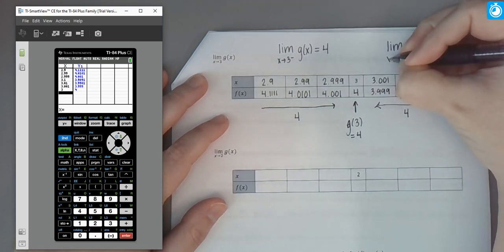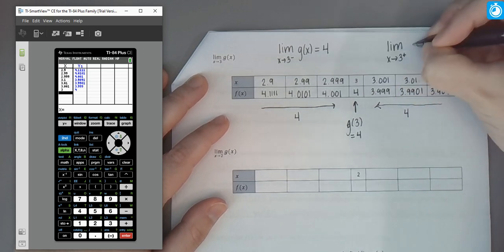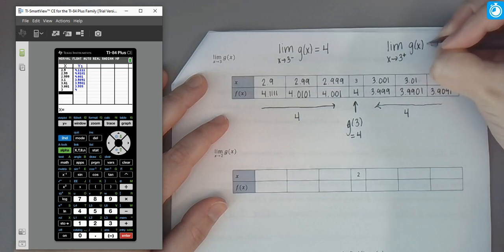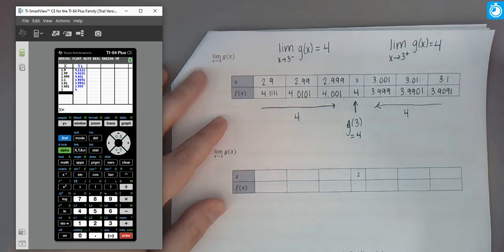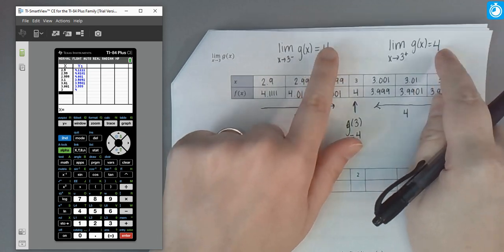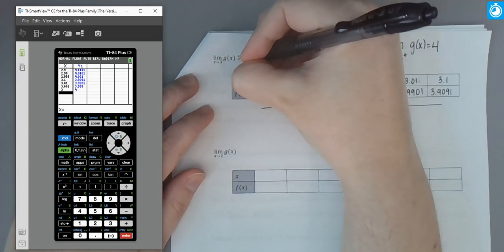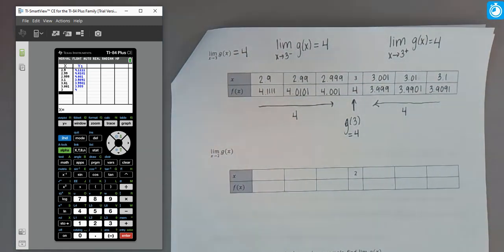So just to be consistent, the limit as x approaches 3 from the positive side for our function g of x is also 4. So the left-handed limit has a value of 4, the right-handed limit has a value of 4. So because these two are the same, the general limit also has a value of 4.